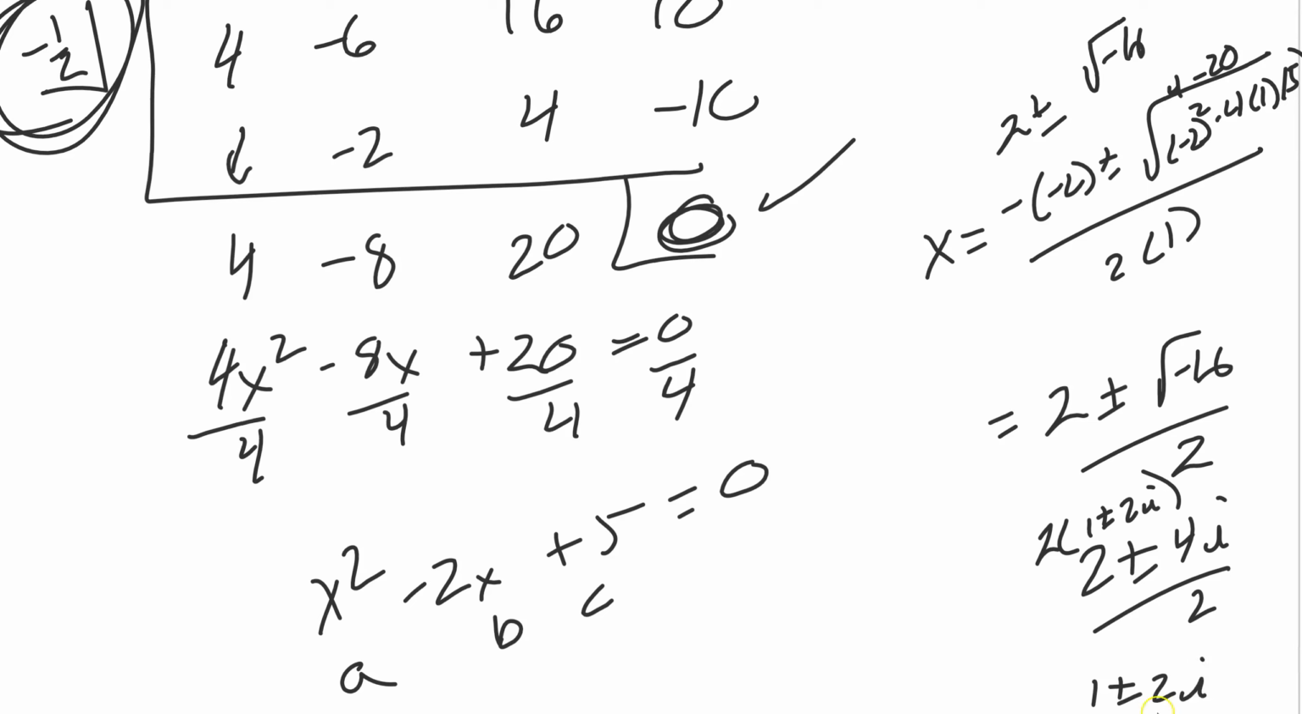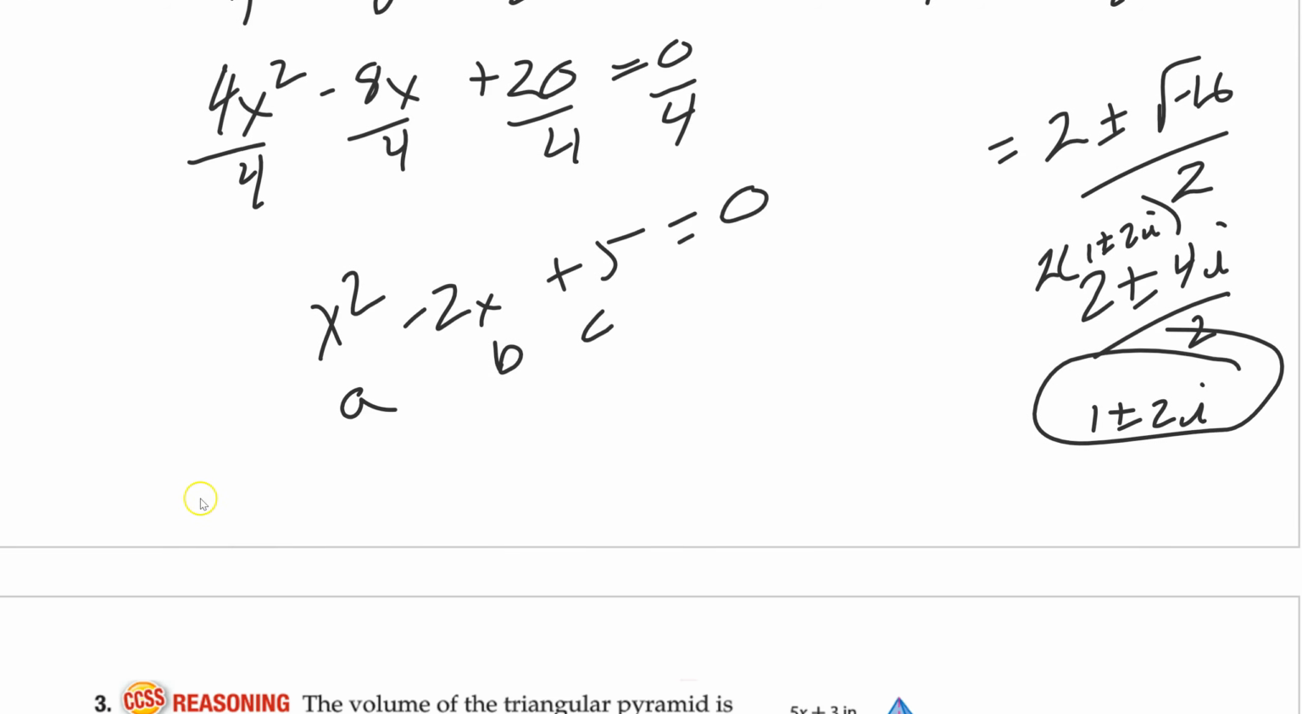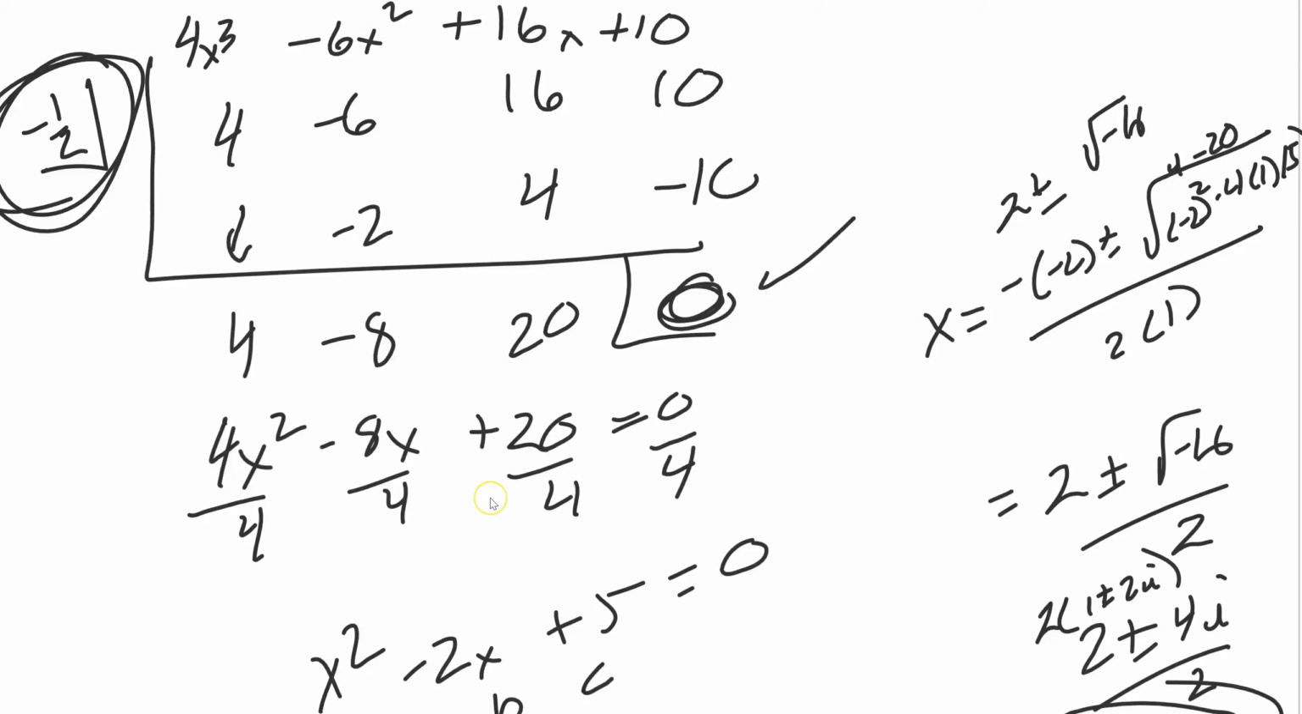Don't give me 4i as the answer. Give me this. Anyway, that's my other 2 answers, right? My 2 imaginary roots right there. So in all, my 4 roots are 3 halves, negative 1 half, and 1 plus or minus 2i. So that's how I find all roots of a polynomial function, right?